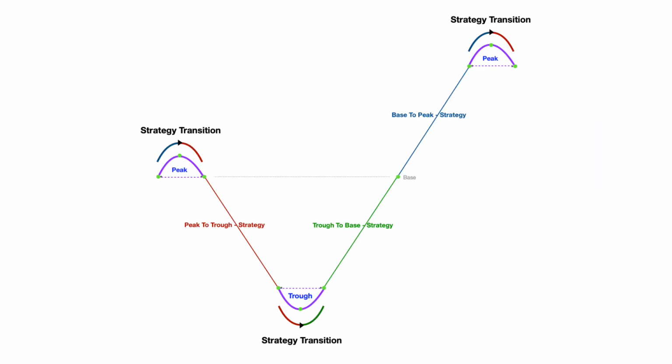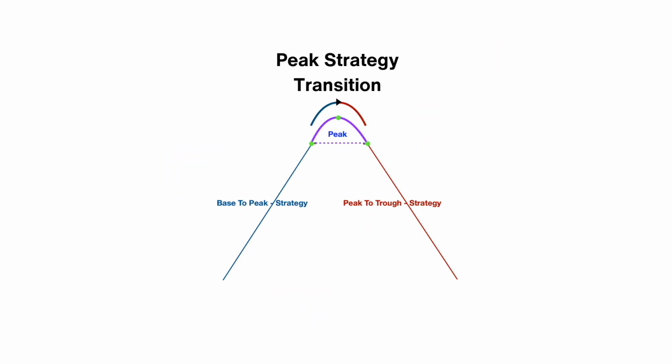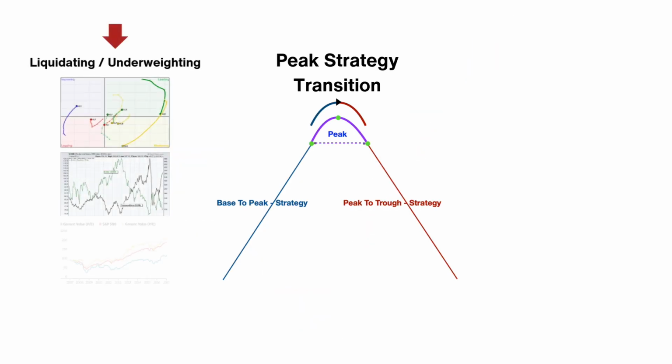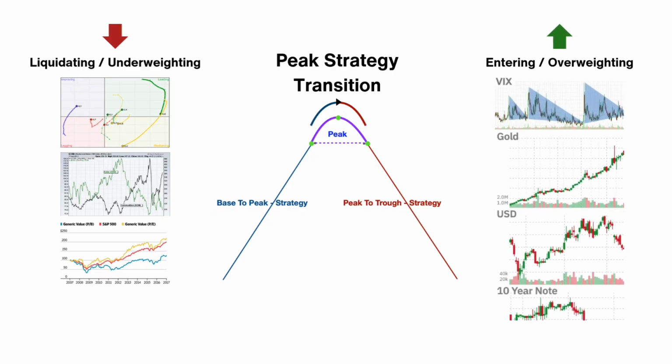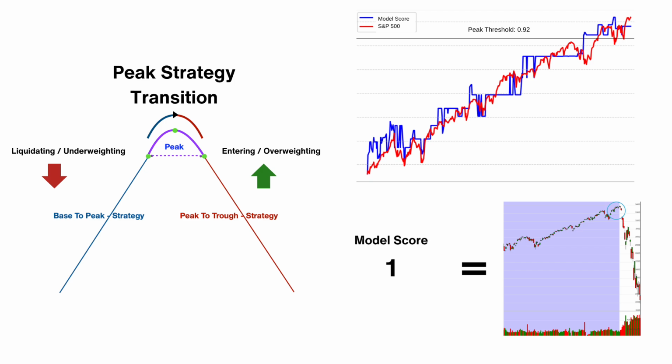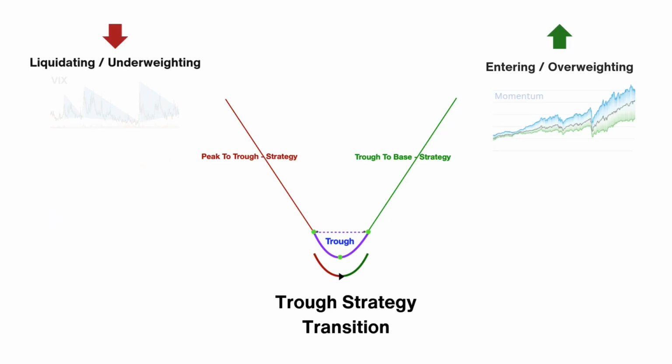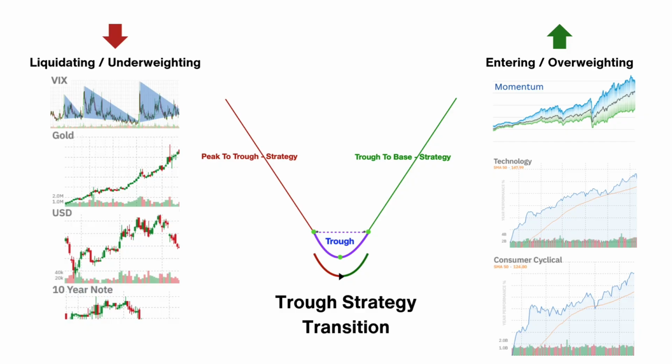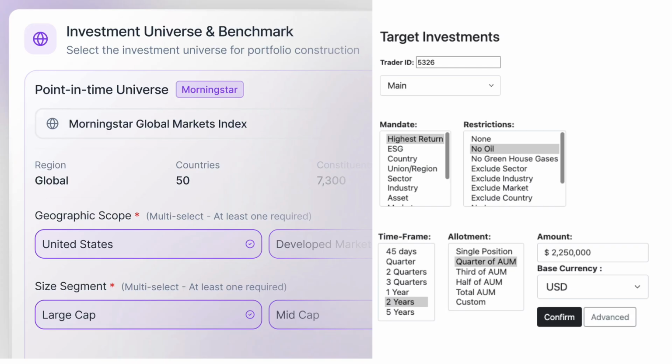To take it a step further, our platform will be able to transition your portfolio automatically between these phases. Using our peak transitory feature, the system will begin underweighting and exiting your base to peak positions, while simultaneously entering and overweighting your peak to trough strategies, all based on the increasing probability of a market peak and upcoming crash. And similarly, our trough transitory system will rotate you back into recovery strategies as markets bottom and begin to rebound. All of this will be fully customizable to your risk parameters and mandate.